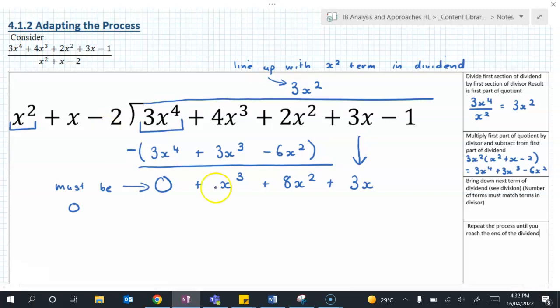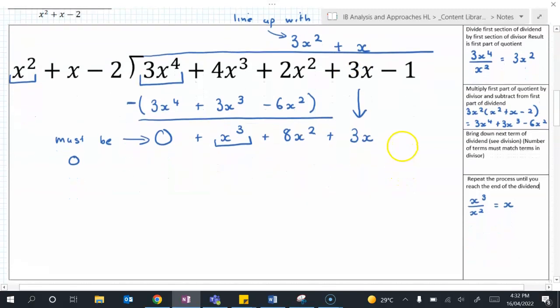So I'm then going to take this x cubed and I'm going to divide that by x squared. X cubed divided by x squared, well that gives me x, and I line that up with the 3x in the dividend. Then I take that x and I multiply it by all the terms in the divisor. So x times x squared plus x take 2 is x cubed plus x squared take 2x. Okay, so I'm going to subtract that. So x cubed plus x squared take 2x.